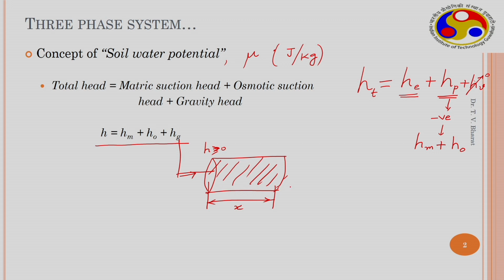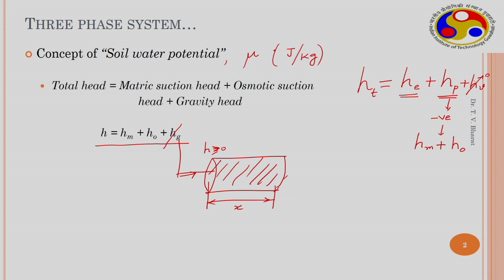Here the elevation head does not play any role, because it's a horizontal flow and the elevation is the same at both points. If you do not have any salts present within the soil mass, then the osmotic head also doesn't play a role. Only the matrix suction head at point x1 and at point x2, or any other points within the soil mass, are different. These values are different, so therefore flow takes place in this direction.